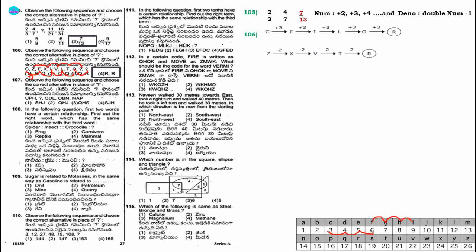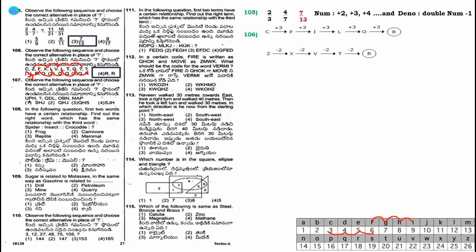Because from O, see O, 1, 2, 3, that is R. Now see from here minus 2. From T minus 2. Minus 2 means where we'll do? We'll go back. 1, 2. So that is also R. So R and R. Next 107.